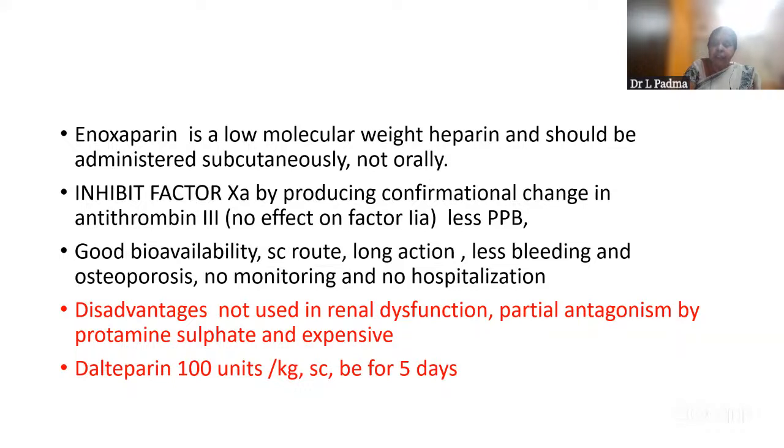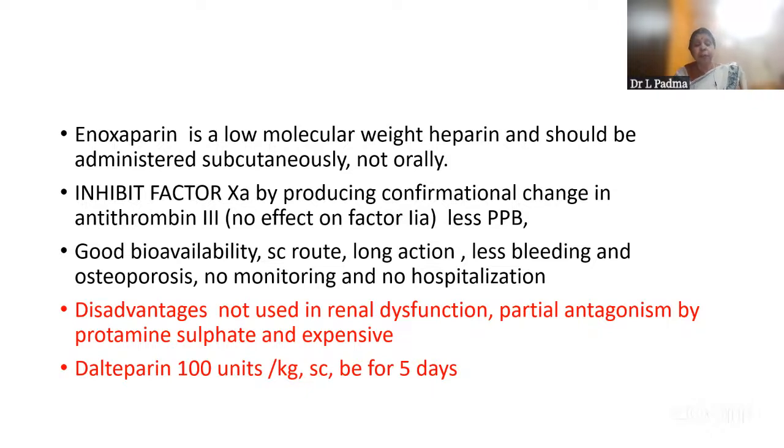So with long action, it can be administered only once or twice daily, and all the adverse effects which we meet with unfractionated heparin, like bleeding, osteoporosis, alopecia, everything is lessened. With unfractionated heparin, we have to monitor APTT, whereas nothing is required here. And because it is subcutaneous, no hospitalization, no cost. That is a wonder. And so we use this enoxaparin, but you have to look into the dosage form as well as frequency of administration so that you are decreasing the toxicity and having a good therapeutic effect.